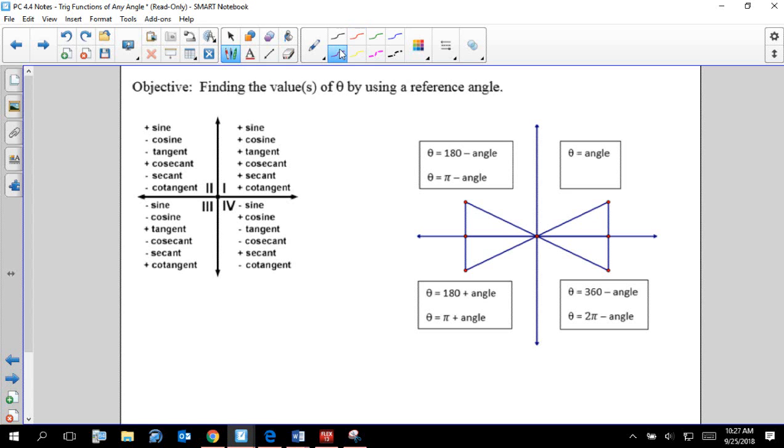So sine, let's just use the unit circle. It doesn't matter if it's unit circle or not, but sine is always what? Sine is y. Cosine is x, and tangent is y over x. Yeah. This is exactly what you should have learned last year.